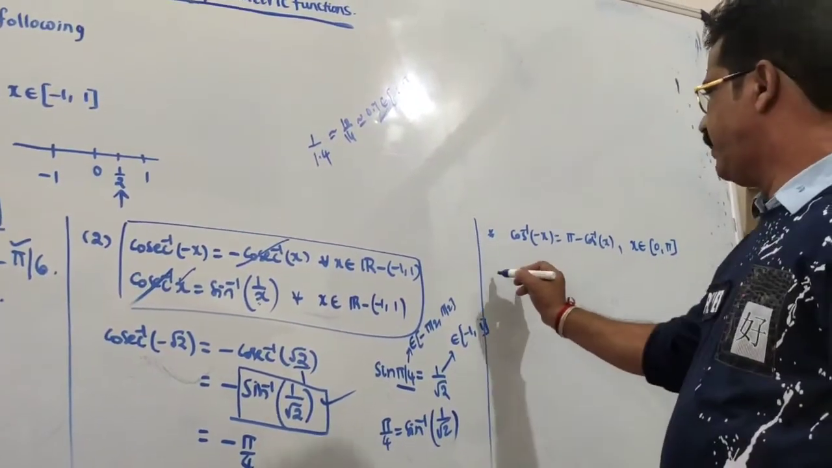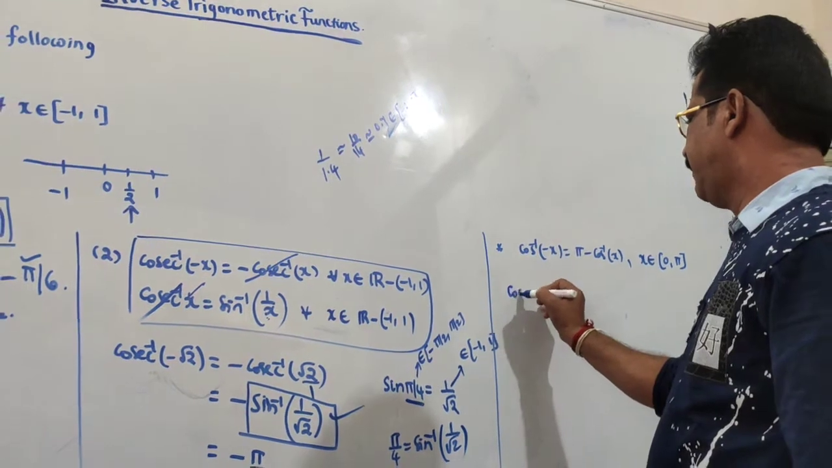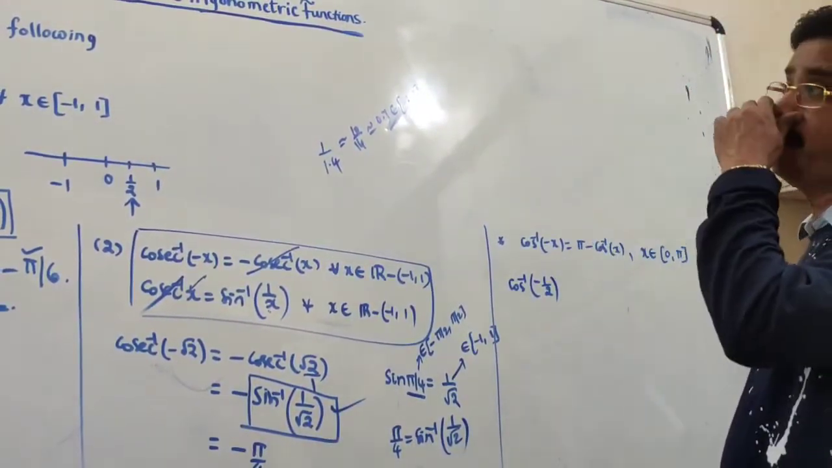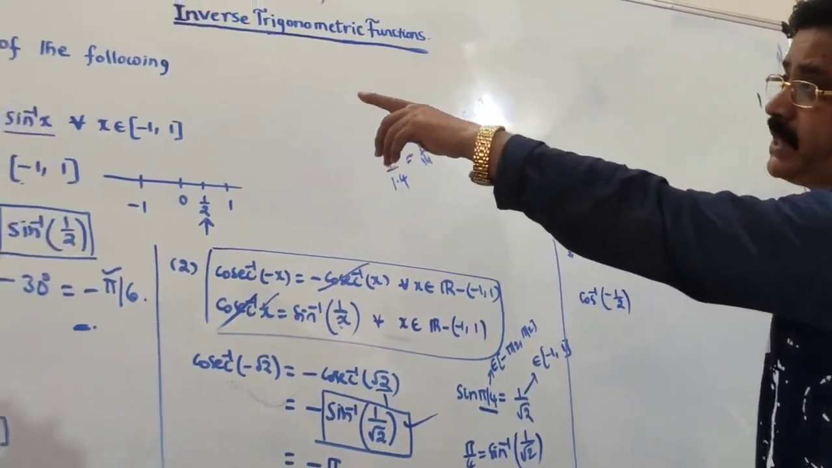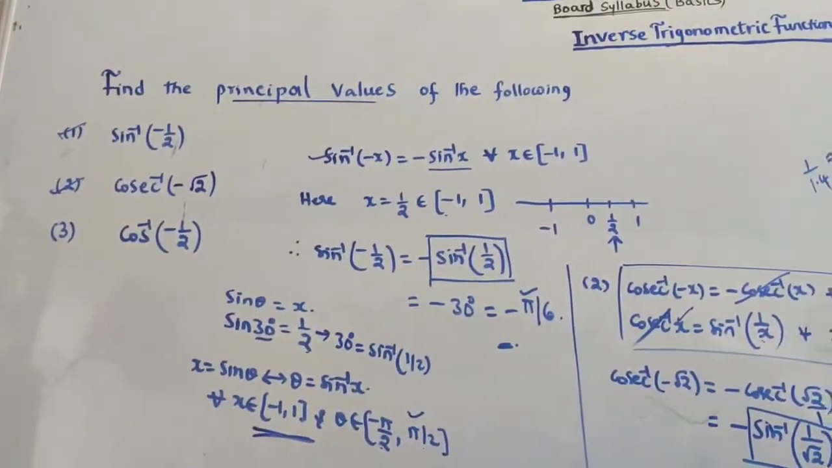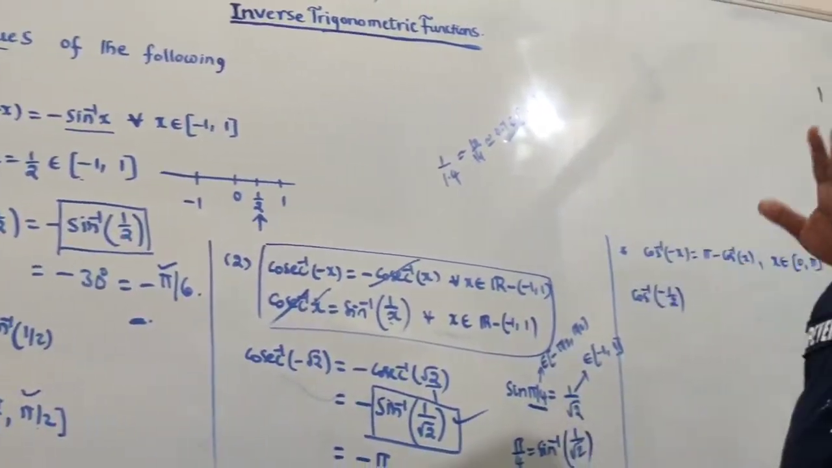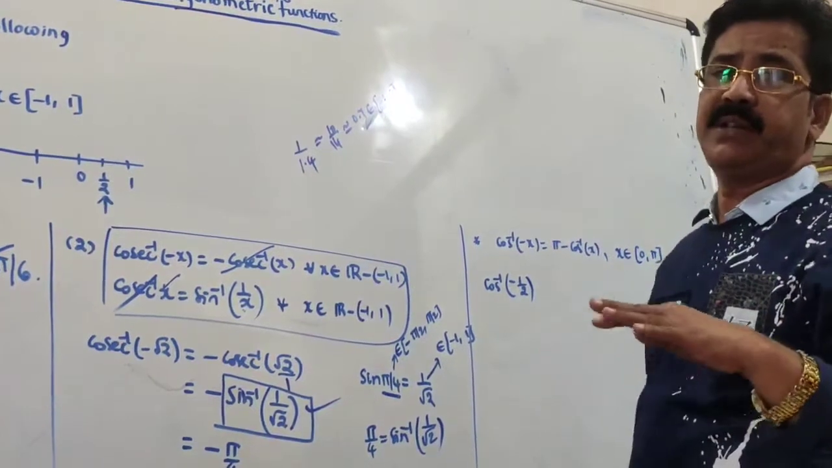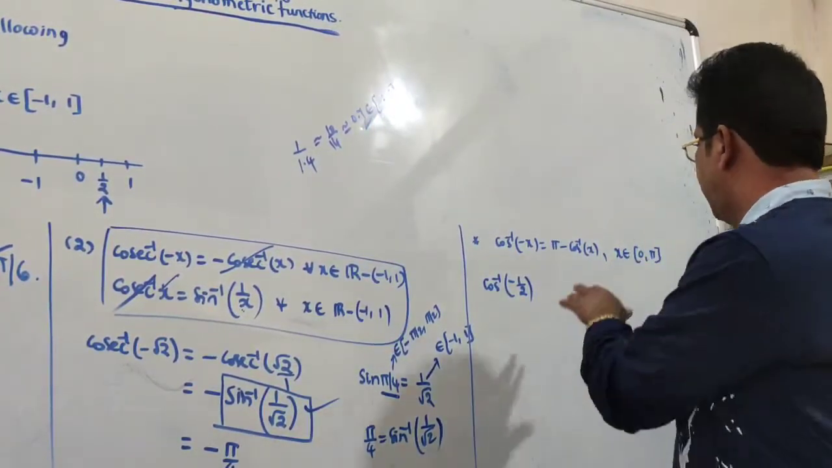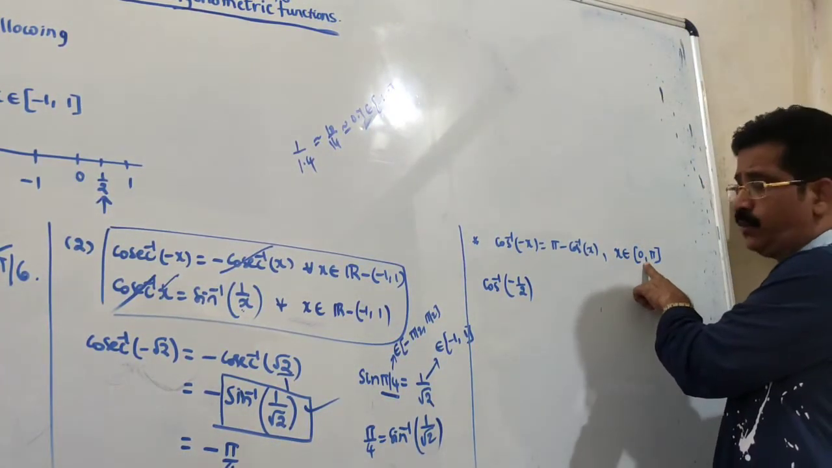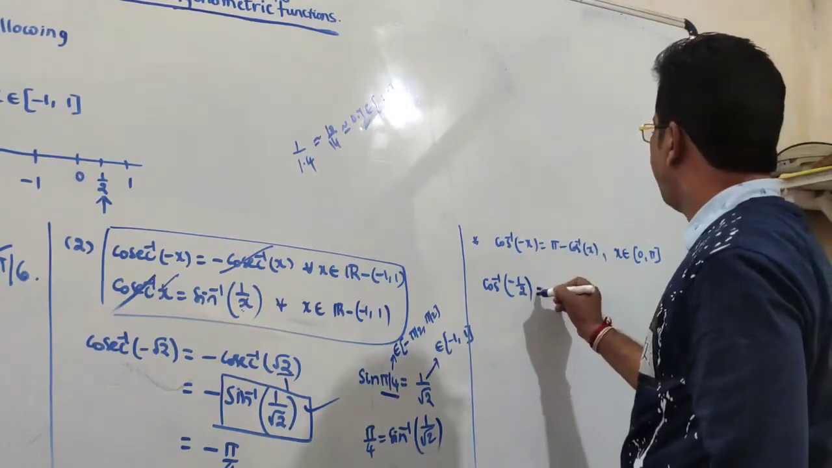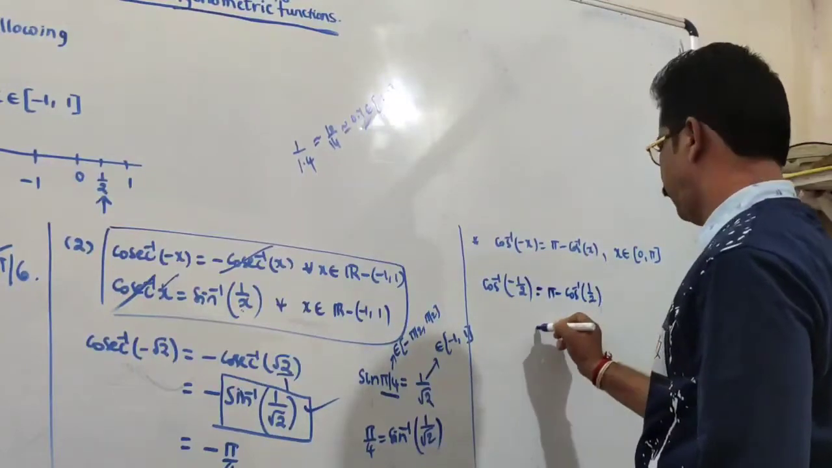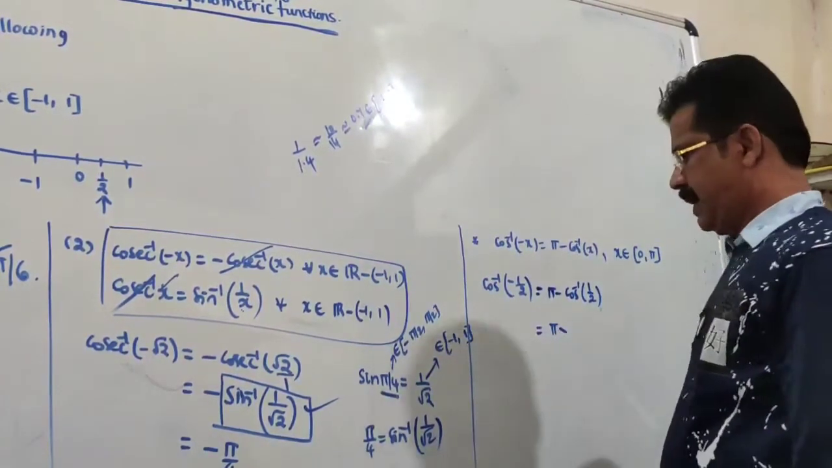0 comma pi. So therefore our question is, what is cos inverse of minus 1 by 2, or what is the principal value? Already I said principal value means principal branch. Sine principal branch is the closed interval of minus pi by 2 comma plus pi by 2. Cos principal branch is the closed interval of 0 comma pi. That's why we are discussing in this interval only. So this is pi minus cos inverse of 1 by 2.